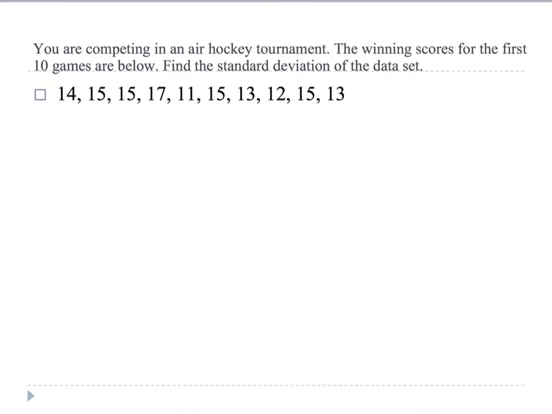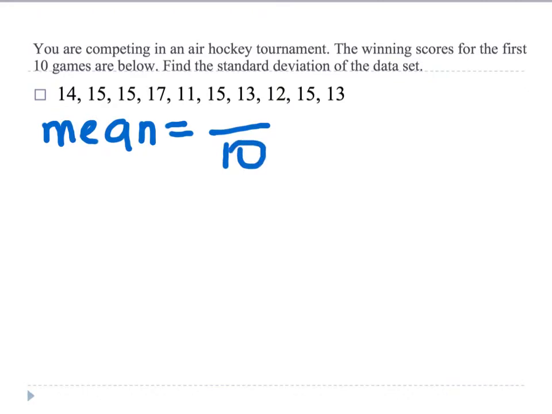So in order to find the standard deviation, we first have to find the mean. To find the mean, I add all of these numbers up together and divide it by 10. If I add all those numbers together, I get 140. And when I divide 140 by 10, the mean is 14.